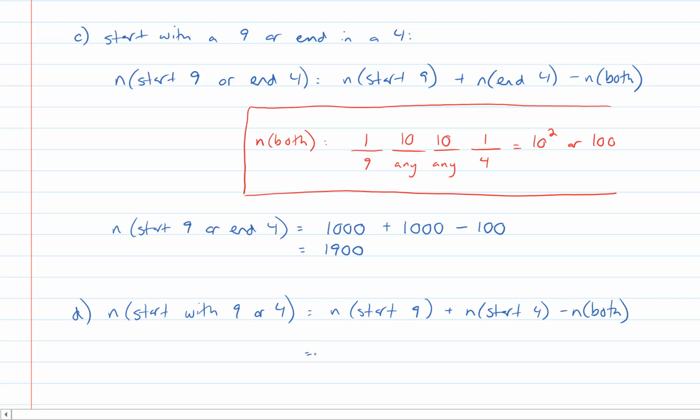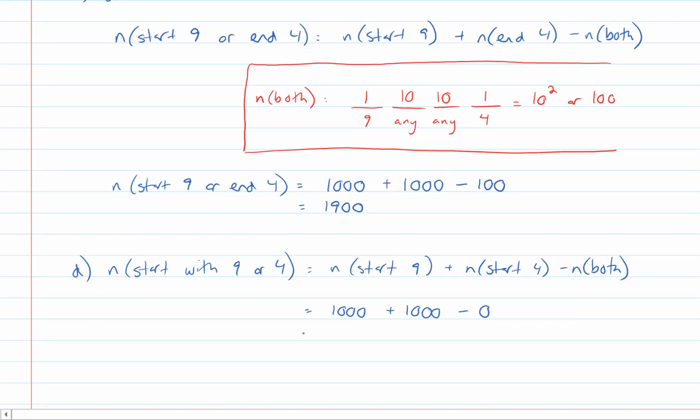And we found that the number that start with 9 is 1,000. The number that start with 4 would be the same, or 1,000. And now we're going to subtract the number in both, but you can only start with a single digit. You can't start with a 9 and a 4, so there's no overlap here. And so we're just going to get 2,000.